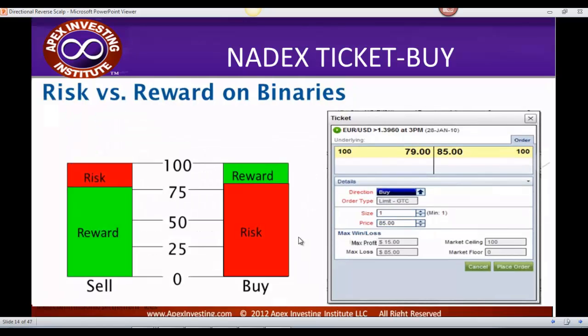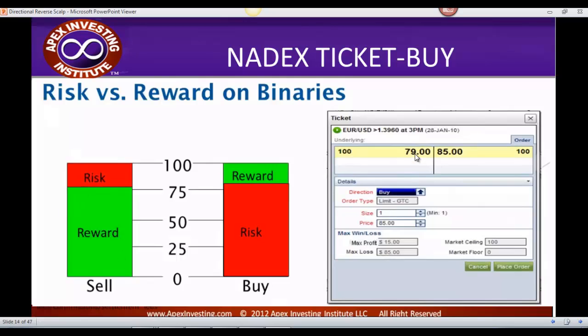Okay, so a couple different things here: risk and reward. Keep in mind they're opposite. If I'm buying for 85, just like shown here, my risk is 85, my reward is 15. If I was to sell this contract, I'd sell it for 79. So my max reward would be 79.